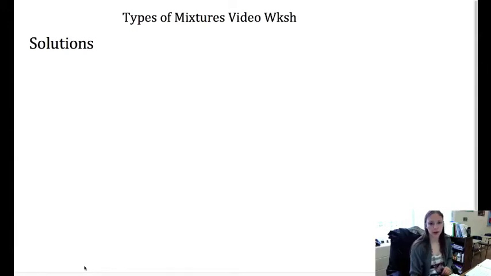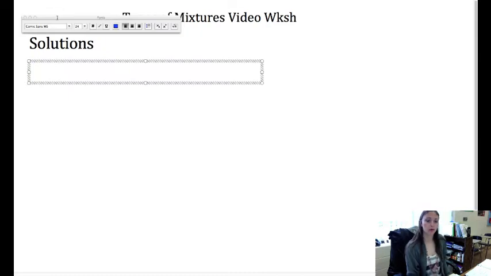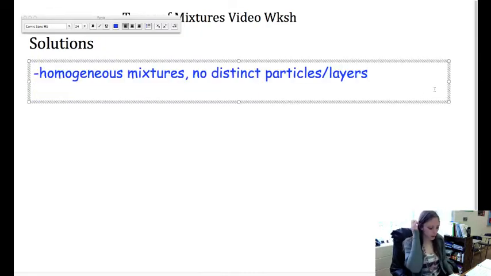In this chapter, we're going to look at types of mixtures. And the first type of mixture we're going to look at is a solution. Okay, and solutions are homogeneous mixtures. Remember from way back in the beginning of the year, that means that they have no distinct particles. Okay, there are many different types of solutions.